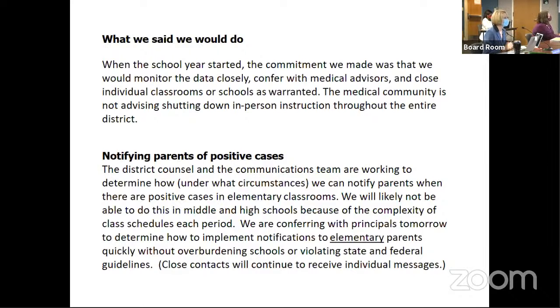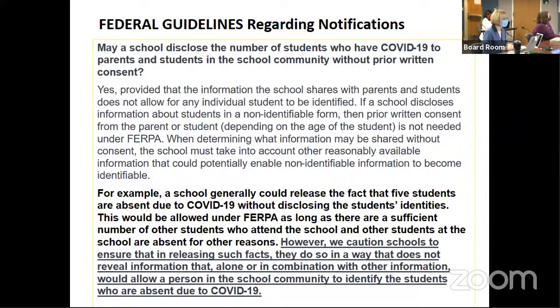The next slide shows you the federal guidelines, and board members have all seen these before, as well as the state guidelines that we use. This quote is directly from the federal guidelines, and the question is, may a school disclose the number of students who have COVID-19 to parents and students in the school community without prior written consent? So the pertinent part is in the bold. The example they give is that a school generally could release the fact that 5 students are absent due to COVID-19 without the worry of identifying a particular student.